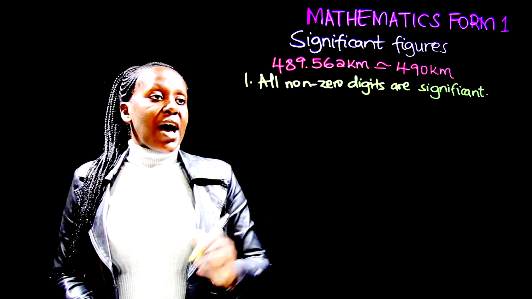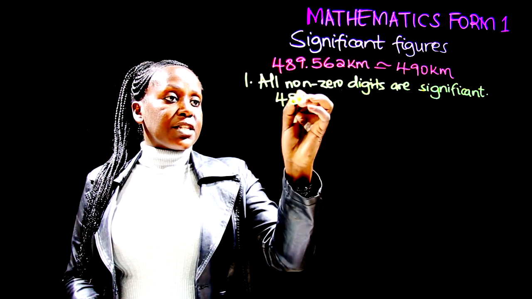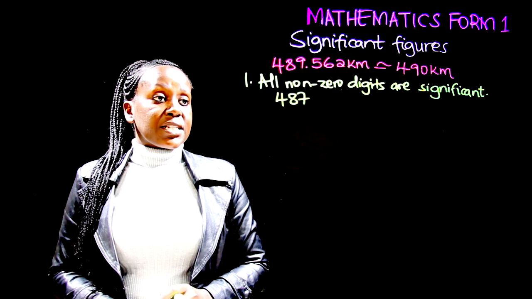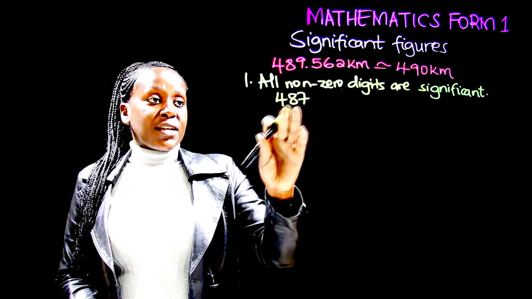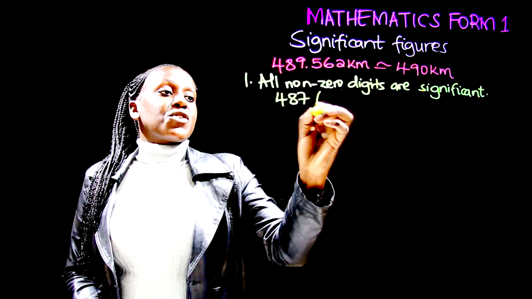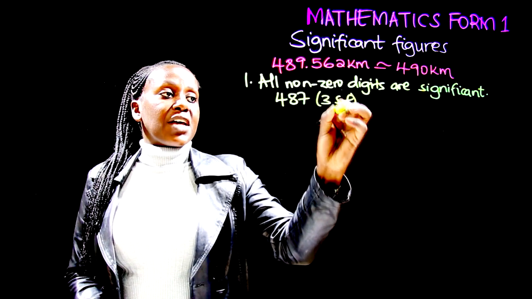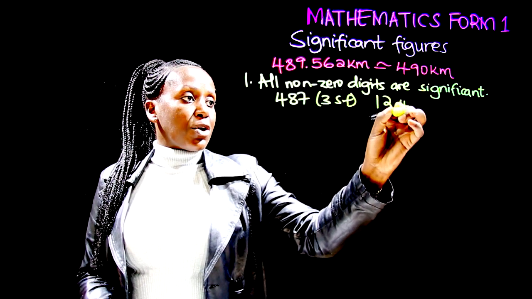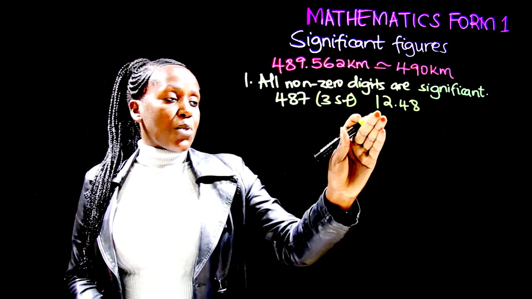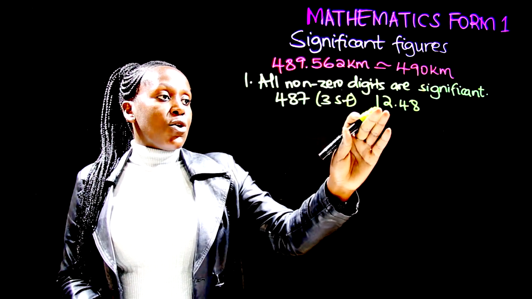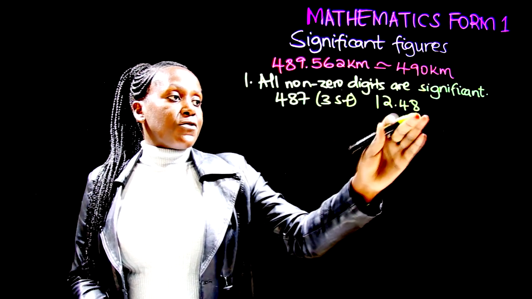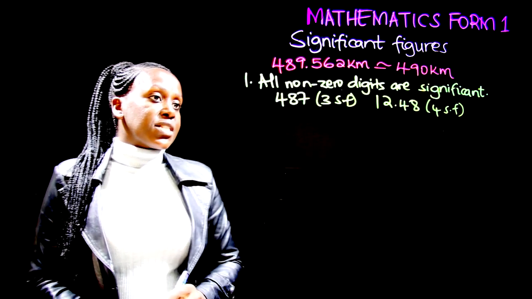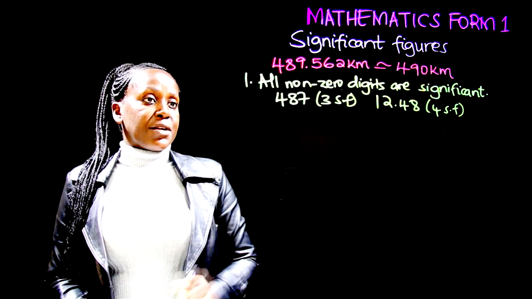Okay? All non-zero digits are considered significant. So if you have a number like 487, then the number of significant figures in this number are 1, 2, 3. So these are 3 significant figures. If you have a number like 12.48, then here we have how many significant figures? 1, 2, 3, 4. So all non-zero digits are considered to be significant.